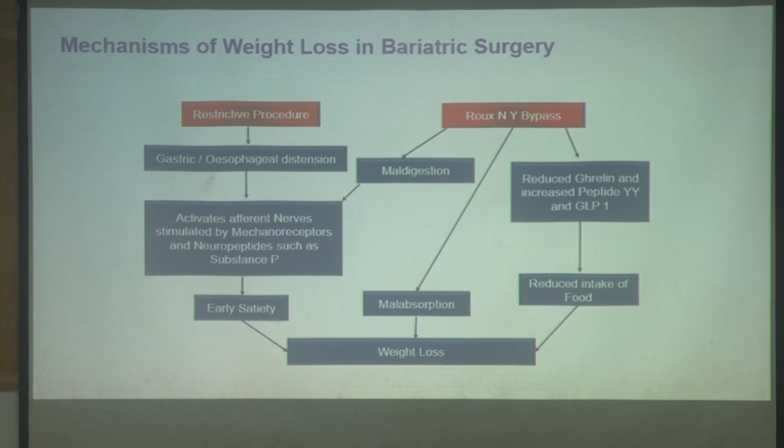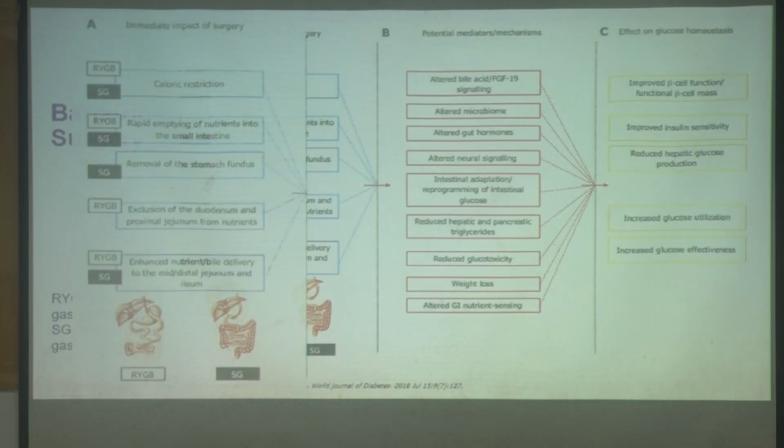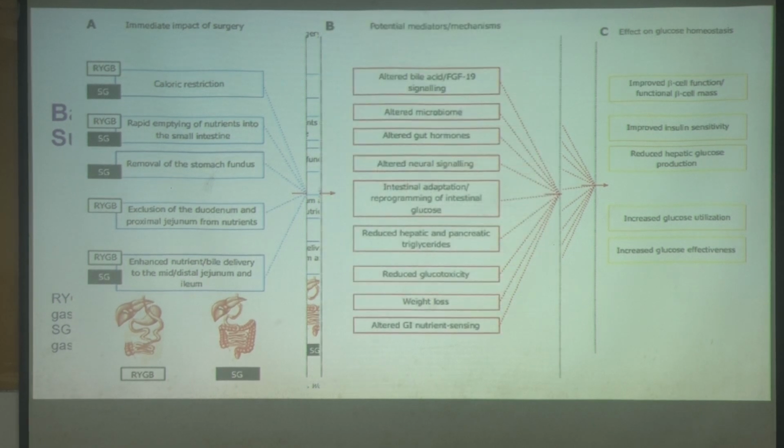These are the mechanisms of weight loss. One is restriction, another is malabsorption, another is maldigestion, and a combination of these. Restriction, that is a small stomach, sends signals via the vagus nerve to the hypothalamus and several parts of the brain. That in turn induces satiety, reduces food intake and hunger, and mediates weight loss. So, bariatric surgery with reference to improvement in glycemic control: again, the immediate impact of surgery, potential mediators and effects on glucose homeostasis, caloric restriction, and sudden entry, that is enhanced nutrient and bile delivery to the mid-distal jejunum as well as the ileum.